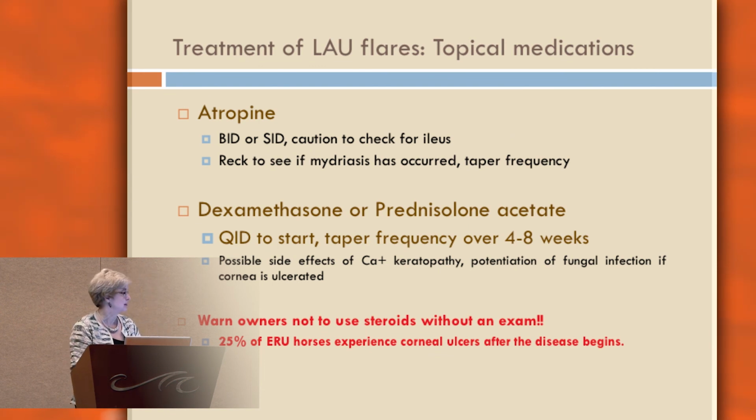Can you really treat the disease? I don't think so, but you definitely want to treat the symptoms. You want to relieve what's going on in your acute flares. Atropine, this is nothing new to this room. Dexamethasone or prednisolone acetate. I tend to use dexamethasone because it comes in ointment type. And I would warn our owners not to use steroids without an exam because of that high incidence of corneal ulcers over the natural history of the disease.